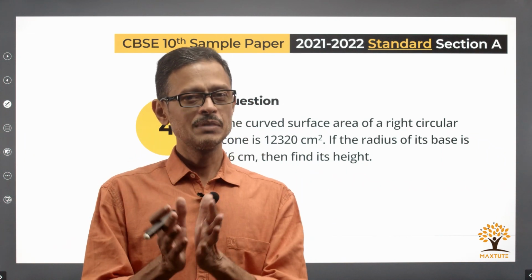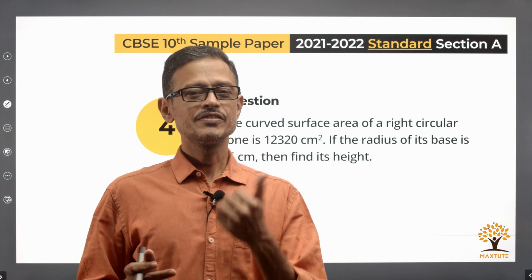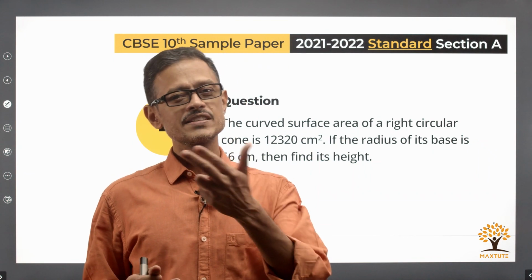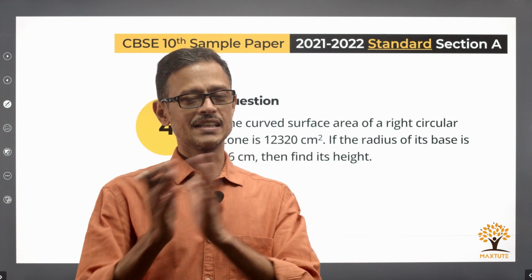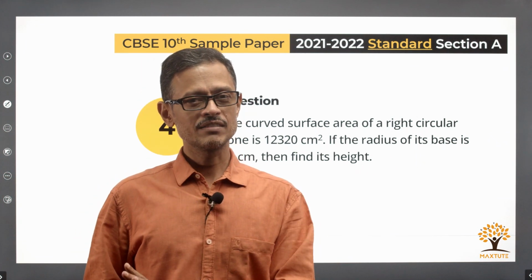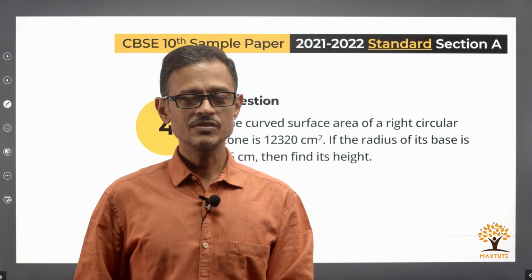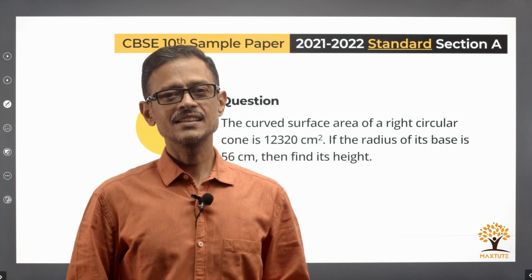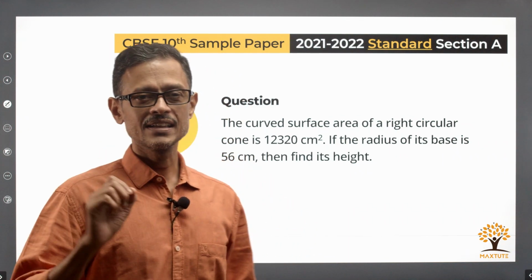The concepts that we will be looking at are basically surface areas of cone, surface areas of cylinder, volumes of sphere and cylinder. One question is from section A, which is a 2-mark question, and the second question is from section C, which is a 4-mark question. Let's get started. Let's start with the question in section A.